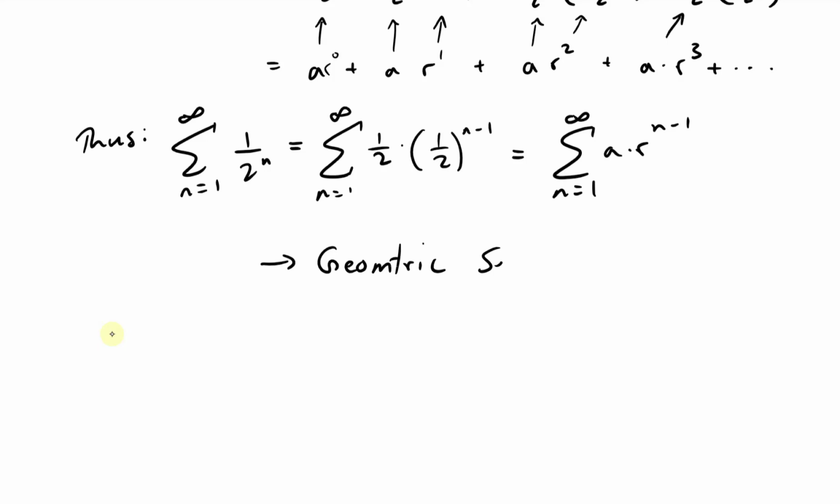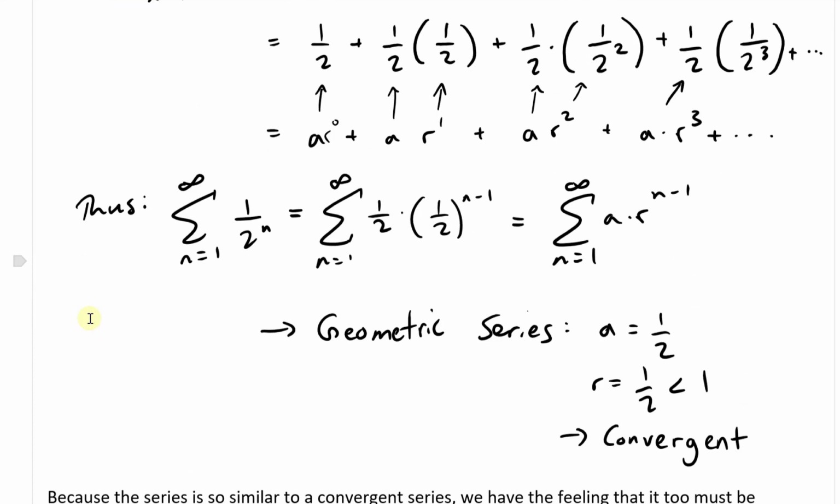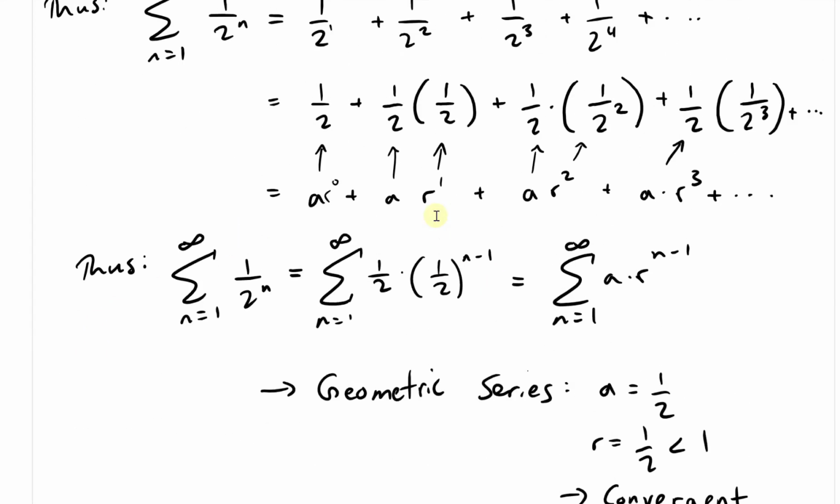Yeah, geometric series. And in this case, we have r and a both 1/2. Or I'll just write it like this: a equals 1/2, and r equals 1/2, which is less than 1. So in other words, it's convergent. So the absolute value is less than 1. It's positive, so it's just going to be less than 1 over there. So it's convergent. Alright, so I just wanted to go over that, just to recap, mainly for myself.